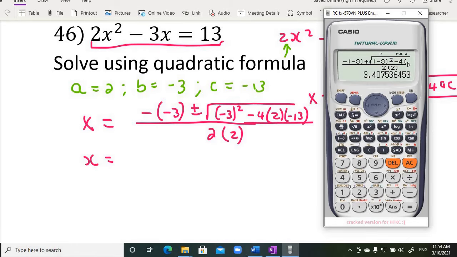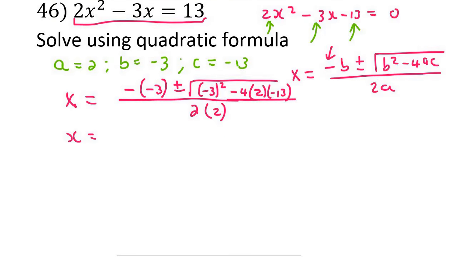So x is going to be equal to 3.41. I'm just going to write it on my paper for now. Then to get your other answer, you push backspace 100 times. It feels like 100 times. And then you change it to a minus. That's how you get your second answer, and it's going to be minus 1.91. So the two answers that we get are x equals 3.41 or x equals negative 1.91.